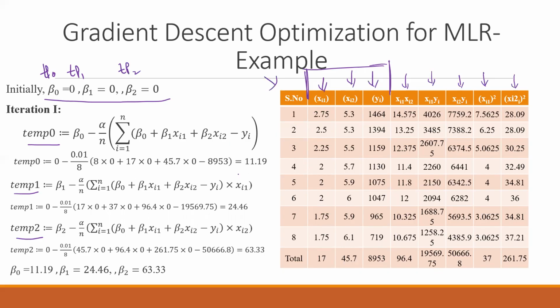So directly if you put the values, you will find that beta naught is coming out to be 11.19, beta 1 is coming out to be 24.46, and beta 2 is coming out to be 63.33. So these are the three values that we are getting out of the table here.